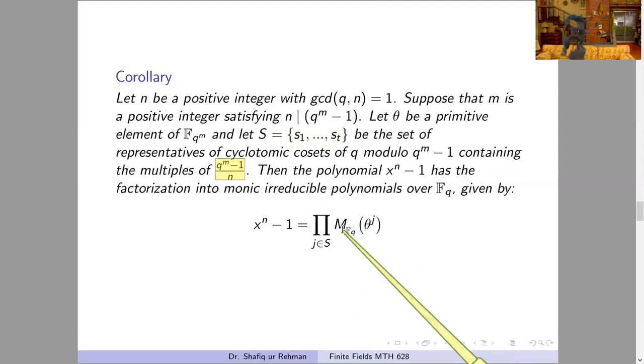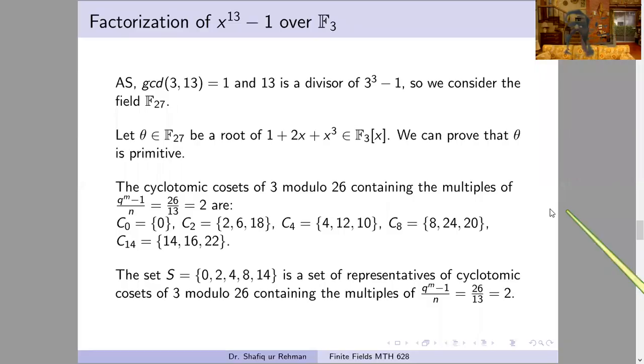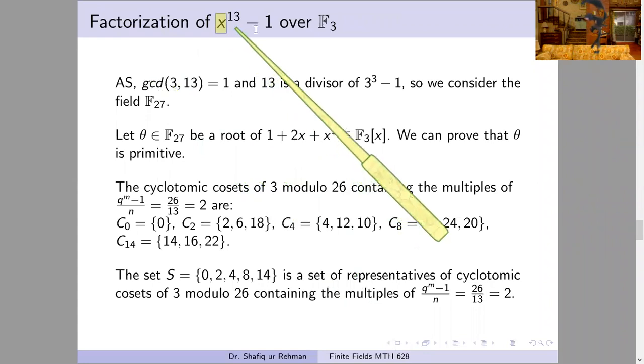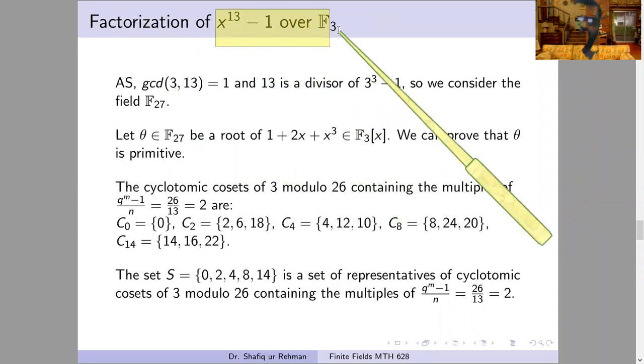That we know very well. And now the procedure described in this result is explained in the next examples. So now I will explain this procedure in the next example. In this example, we want to factorize the polynomial x^13 minus 1 over the field F3.